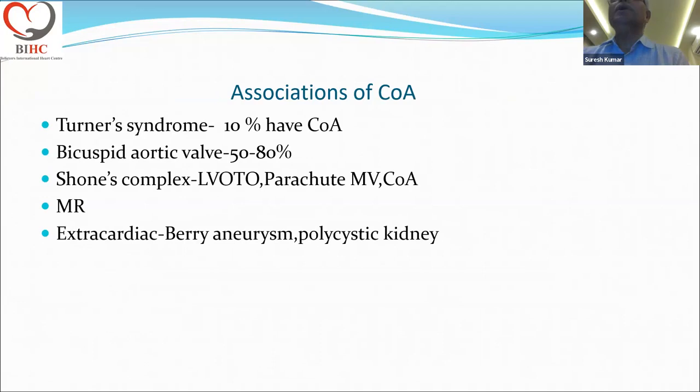Remember, coarctation may present with major associations like Turner syndrome. Bicuspid aortic valve is a common enough association and a reason for aortopathy. It may have Shone's complex when there is LVOT obstruction, parachute mitral valve, and coarctation. Mitral regurgitation quite often, or extracardiac problems like berry aneurysm and polycystic kidney.